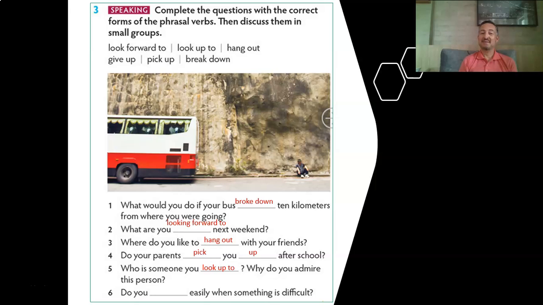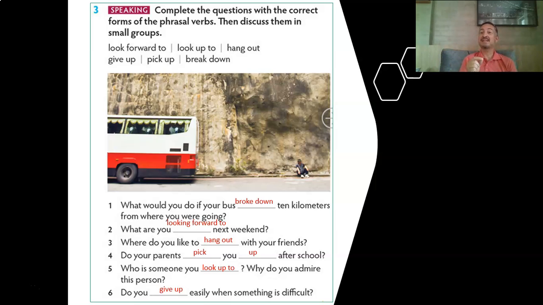Alright? And number 6, do you easily when something is difficult? And this is a very common phrasal verb, to give up, to desist, stop doing something. So do you give up easily when something is difficult? So here the new phrasal verbs that we haven't seen yet are hang out, look up to, and give up. Okay? So just to wrap it all up, this is another phrasal verb, wrap up, is to finish something.